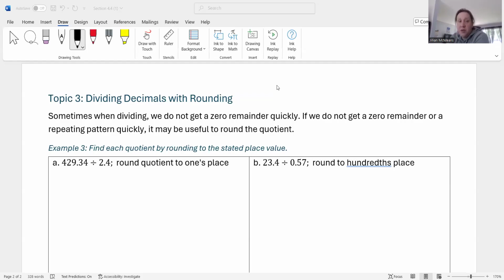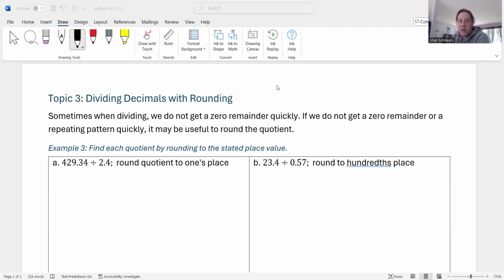For topic 3, we're going to divide decimals where rounding is actually going to be required. So remember in the last two videos, I said we can no longer use that little r with a remainder anymore. Now that we understand decimals, we're going to keep dividing until we get a zero remainder. But here's the issue. Sometimes the zero remainder isn't going to happen for many, many decimal places, or you're not going to see a repetition for many, many decimal places. So sometimes instead of dividing 10, 12 times, it might be easier to just divide to a particular place value and then round.